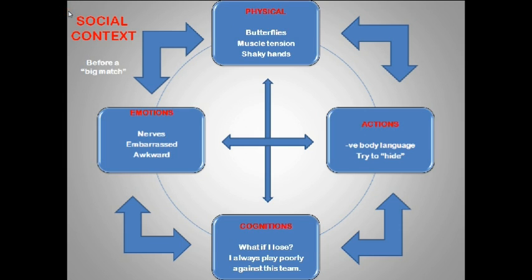So if we use the social context of before a big match, you can see that this player physically was getting butterflies, shaky hands, muscle tension. That was their predominant physiological and physical response to that stimulus or that social situation. Their actions, their behaviours, were that they had very negative body language, and when they started to compete, they tried to hide or avoid becoming integrated and proactive in the actual game.